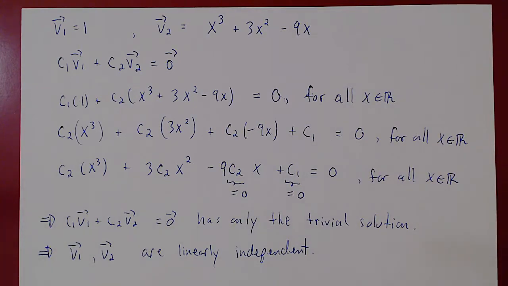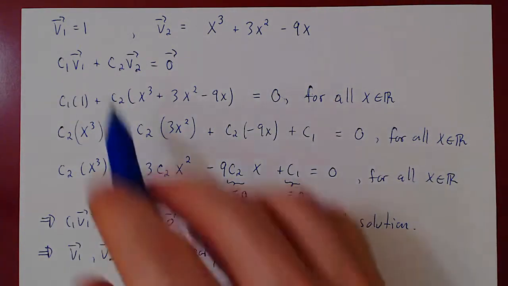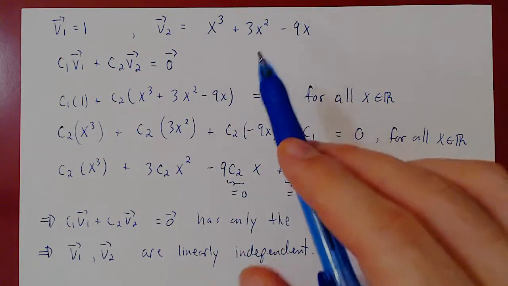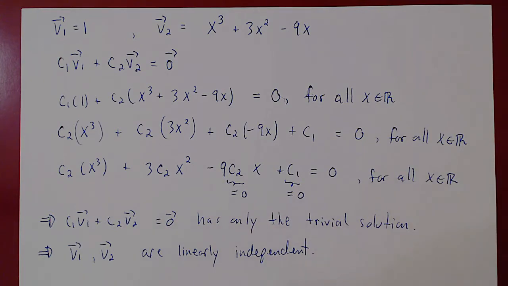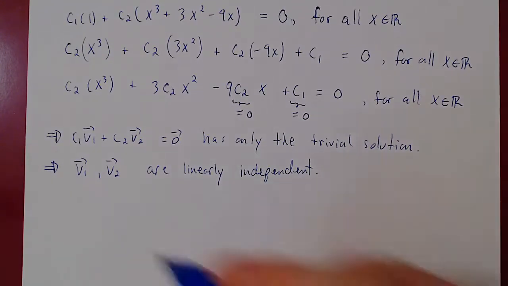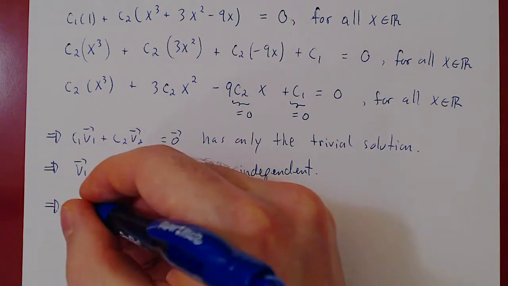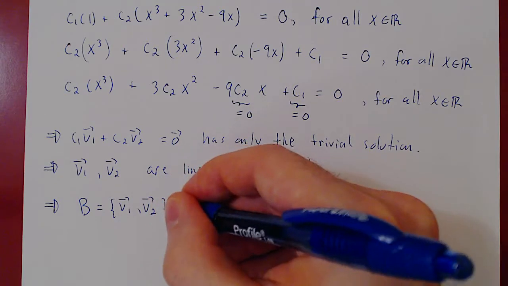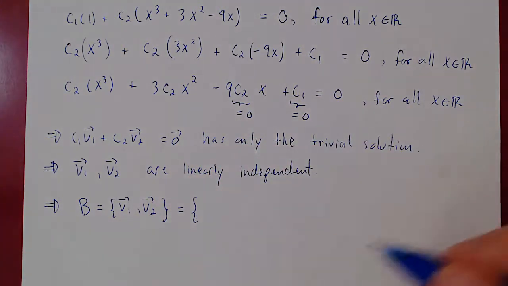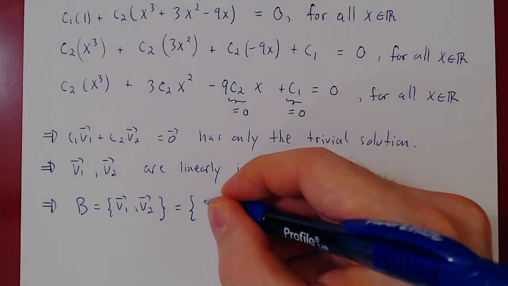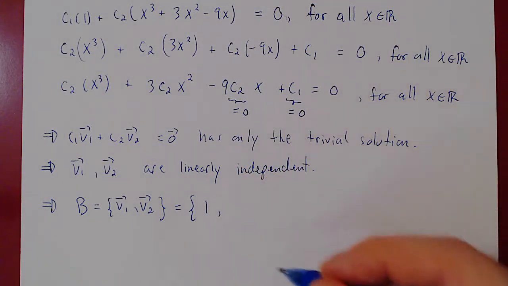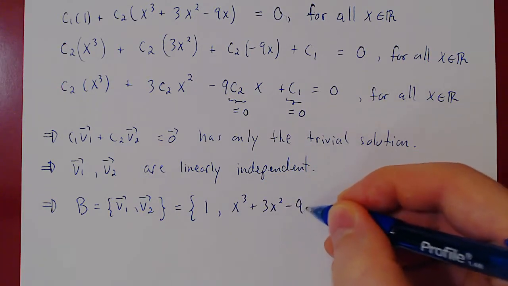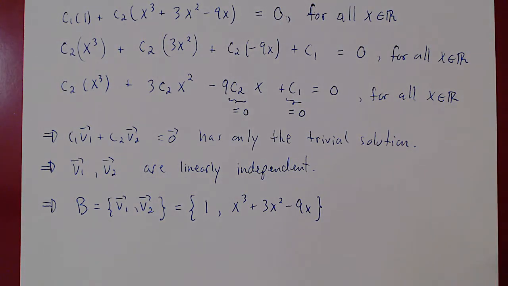And so indeed we have a basis. v1, v2 are generators of the space. This constant polynomial, y equals 1, so a horizontal line, and this cubic polynomial are generators, and as they are linearly independent, they form a basis of our space. Let me write them explicitly, right? v1 was just the constant polynomial 1, v2 is the cubic polynomial x cubed plus 3x squared minus 9x. And this is a basis of W.